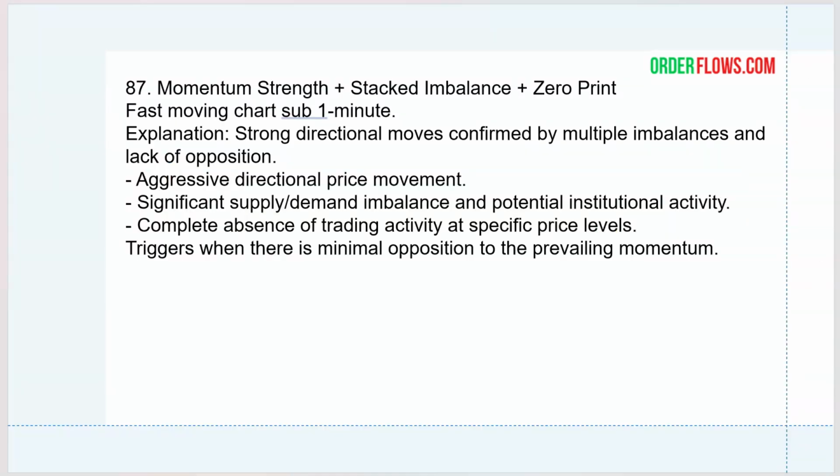Okay, number 87 is momentum strength plus stacked imbalance plus 0 print. And it's good for fast moving charts like sub 1 minute. Explanation: strong directional moves confirmed by multiple imbalances and lack of opposition. You have aggressive directional price movement, significant supply and demand imbalance, and potential institutional activity. Complete absence of trading activity at specific price levels. Triggers when there is minimal opposition to the prevailing momentum.